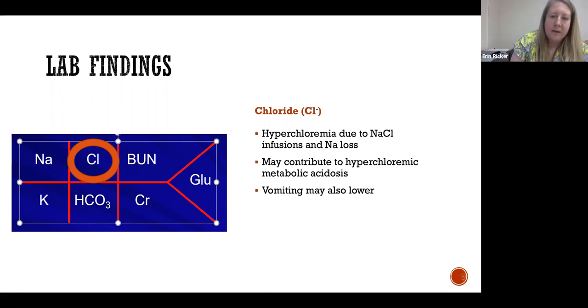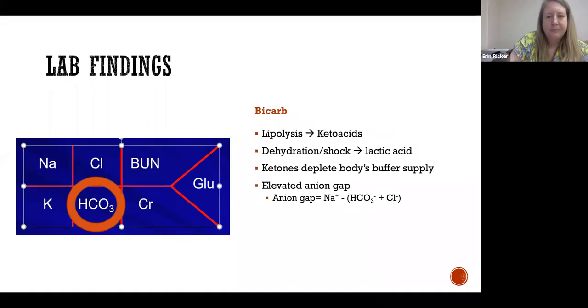Typically, you'll show some hyperchloremia due to NaCl infusions. Chloride also tends to follow your sodium, so it might be a little bit lower. Especially as you're treating, your chloride is going to go up, which can contribute to your metabolic acidosis. As you have some vomiting at presentation, your chloride might be a little lower as well from that. So your chloride tends to start around normal and then might go up during your treatment.